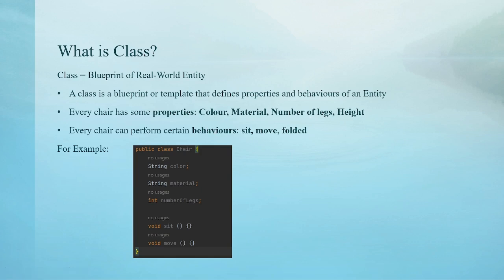So for a chair, properties include color, material, number of legs, height, and behaviors are nothing but actions that allow someone to sit. It can be moved from one place to another and it can be folded.